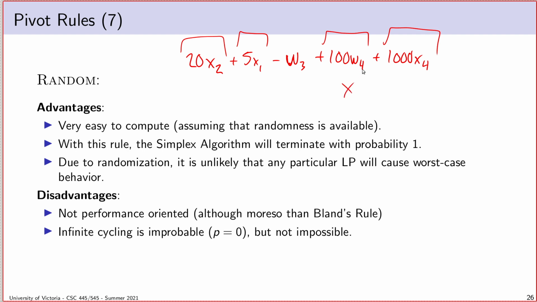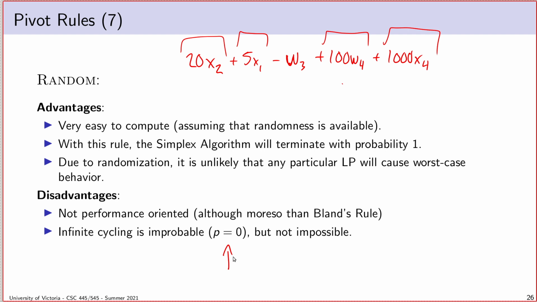We randomly select one. And this isn't performance oriented because, again, there's no regard to any coefficients or increase or anything else. It turns out that infinite cycling is improbable. So the probability of the simplex method cycling literally forever with the random pivot selection rule is 0. It's a 0 probability event. Now, those of you that know about probabilities know that just because something has 0 probability doesn't mean it will never happen. And so the random pivot selection rule does prevent cycling in any probable case.